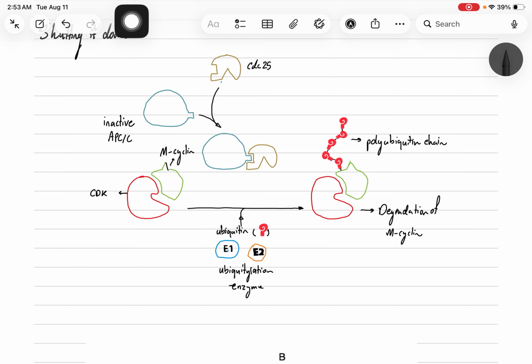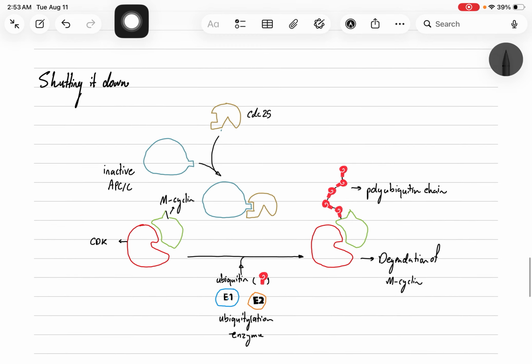Now, the activation is only half of this story. The cell also needs a way to shut this off, or it would just keep dividing. That's basically what causes cancer. But again, we're going to talk about it later on.